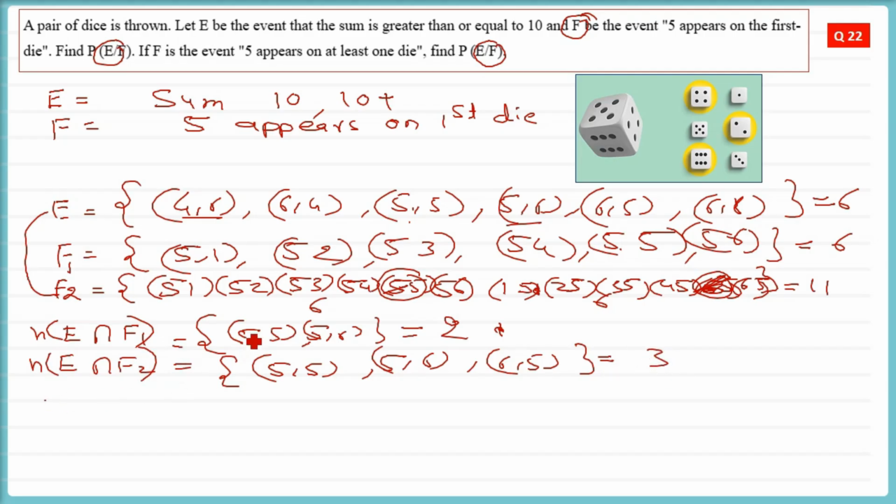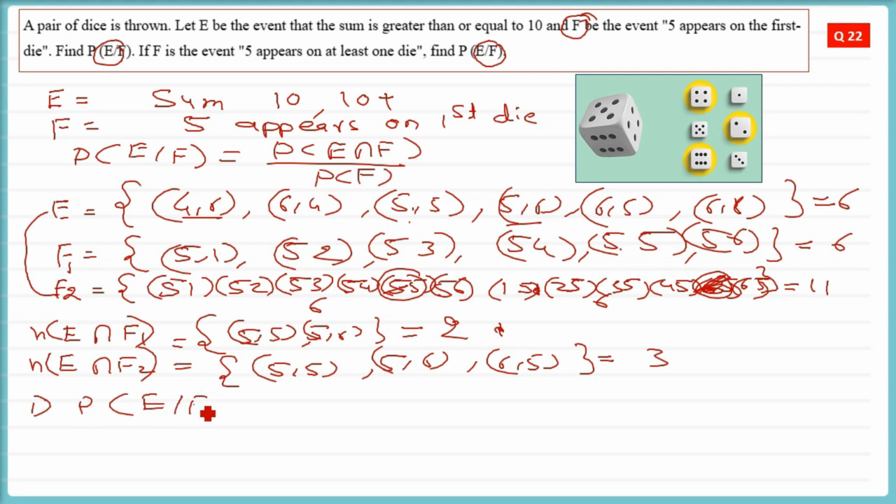Now taking the probability formula, it is simply P(E|F). This is P(E intersection F) divided by P(F). So first I am taking P(E|F1), which I am calling F1. Second one is P(E|F2), which I am calling F2. They are F only in the question, but I'm just suggesting F1 and F2. So the number of elements in E intersection F1 is 2. From here I have taken the number of elements in F1. We have already computed that.